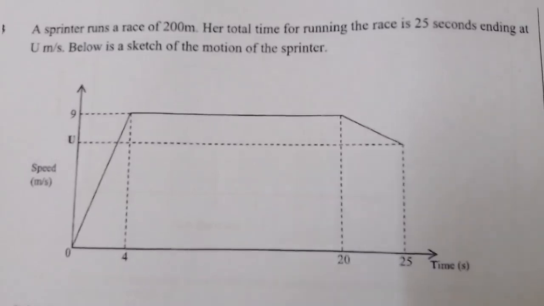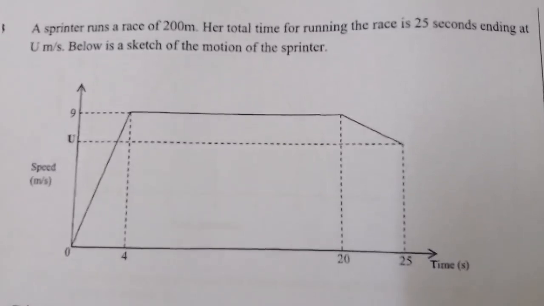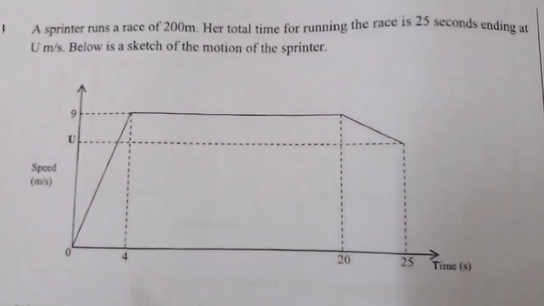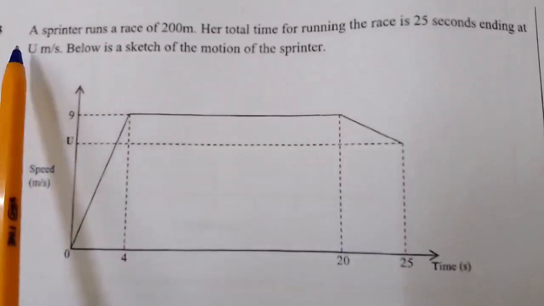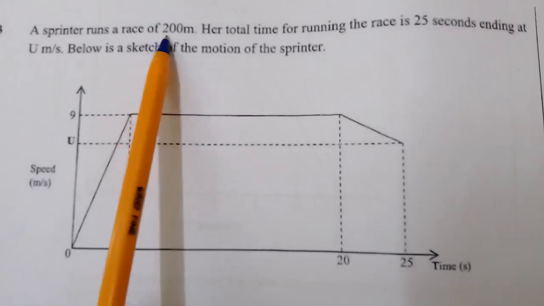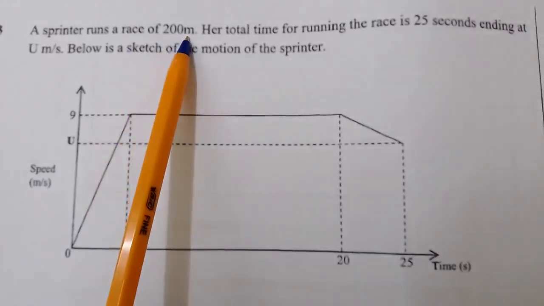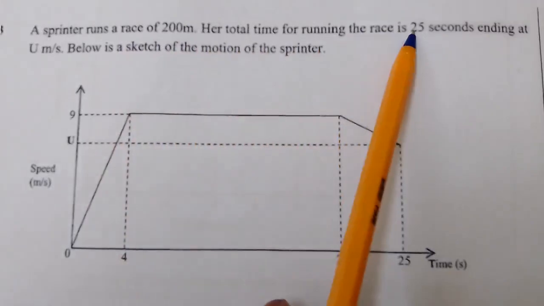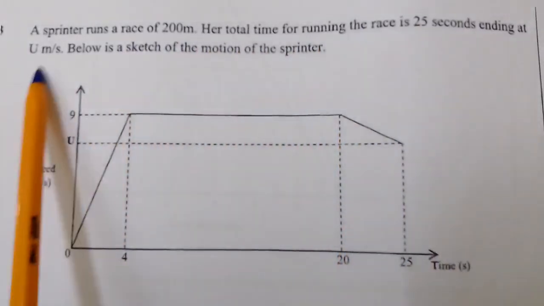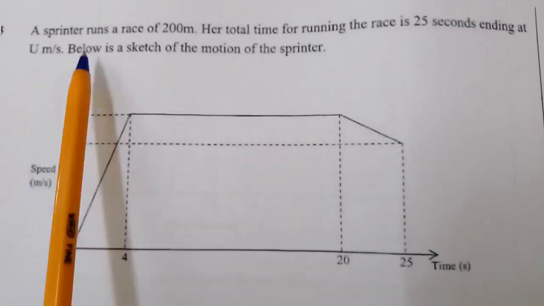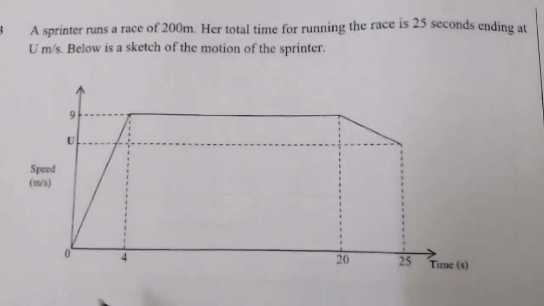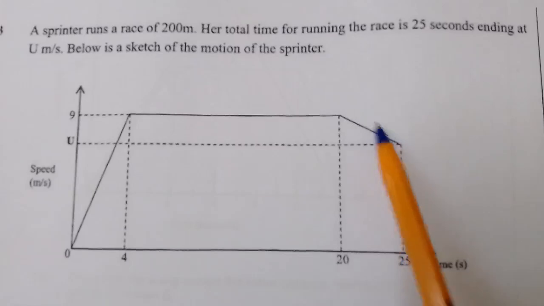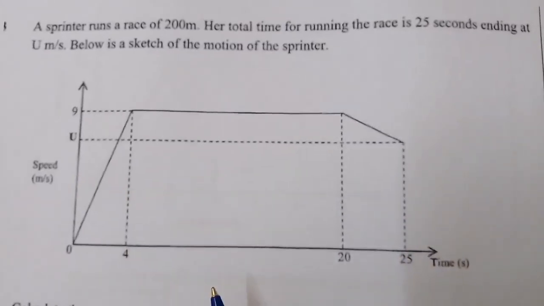So this is the question that we want to answer. This is the first question. We are going to discuss through a lot of questions together. This is the way the question is saying: a sprinter runs a race of 200 meters. The total time for running the race is 25 seconds, ending at u meters per second. Below is a sketch of the motion of this person. So now, this is the graph of how the person was running.